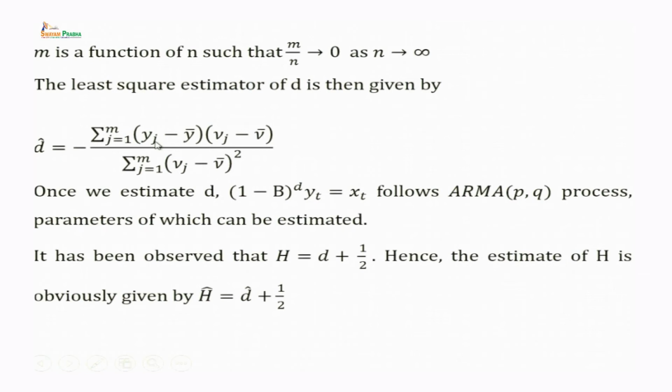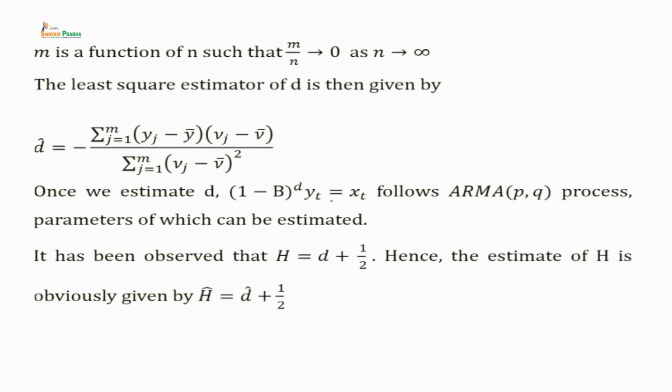We also assume that m is a function of n such that m by n tends to 0 as n tends to infinity. Then the least square estimator of d is d hat equal to minus times this quantity. So, simply we have applied least square procedure to that regression. We have estimated beta and then the estimator of d is equal to minus times the estimator of beta. And once we estimate d, (1 minus B) to the power d y_t is equal to x_t. This follows an ARMA(p, q) process. And then you can easily estimate the parameters of this ARMA(p, q) process because this is a stationary invertible process. And then it has been observed that H is equal to d plus half. So, once you have estimated d, you can estimate the Hurst coefficient H also. So, H hat is equal to d hat plus half.